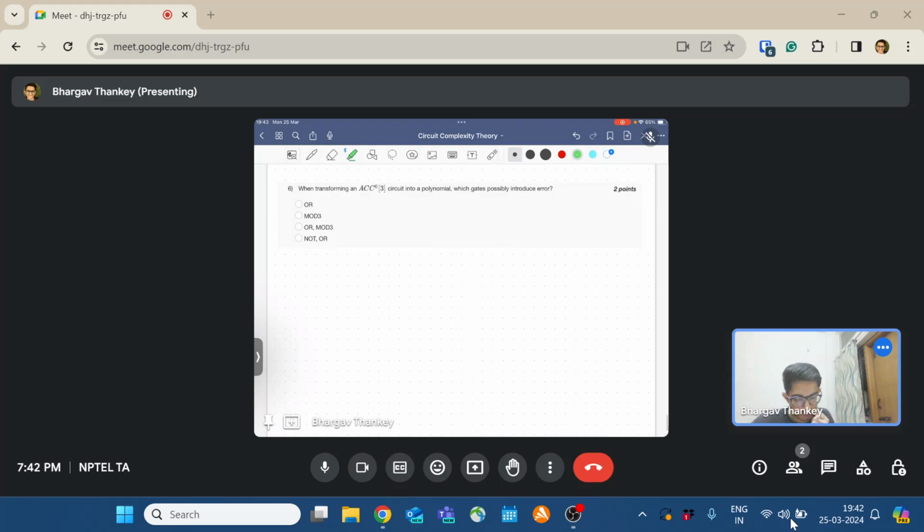Okay, so the next one is, when transforming an ACC0[3] circuit into a polynomial, which gates possibly introduce error: or, mod 3, and, mod 3 and not, and or. So which of these is correct? It's or, because as we saw, the polynomial that we constructed for or has an error. For a mod 3, you can just replace it by a mod 3 gate, which you have in ACC0[3] circuits. And for a NOT gate, it's 1 minus the polynomial input. So not and mod 3 can be computed exactly, but or can only be computed approximately. So it's or that causes an issue.